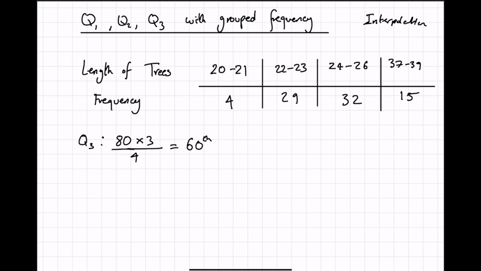Okay, now we're going to be very careful here. Where is the 60th value? So this would give us 4. This would get us to 33, because 4 plus 29, which means that our 60th value should be somewhere in this class over here. Because if we've already got to 33, then if we add on 32, that'll take us to 65. So that means it's somewhere in here. So now we know which class it is. So just based on that information alone, we're going to draw something like this.